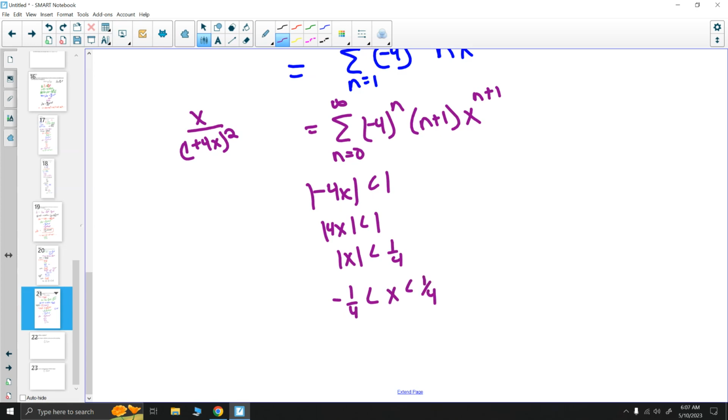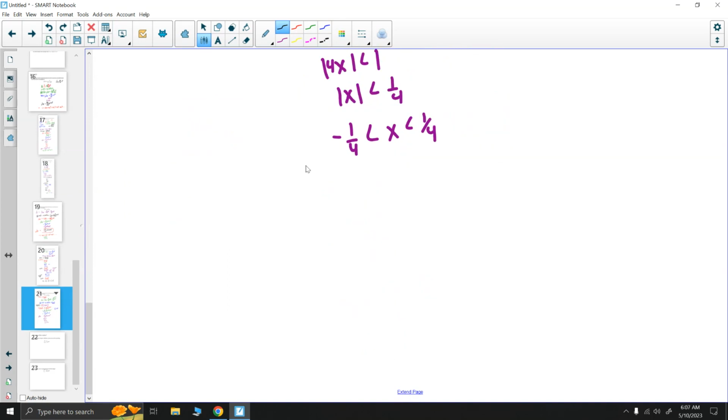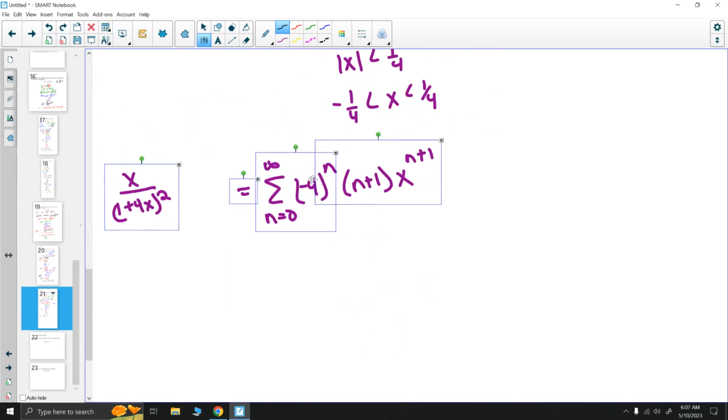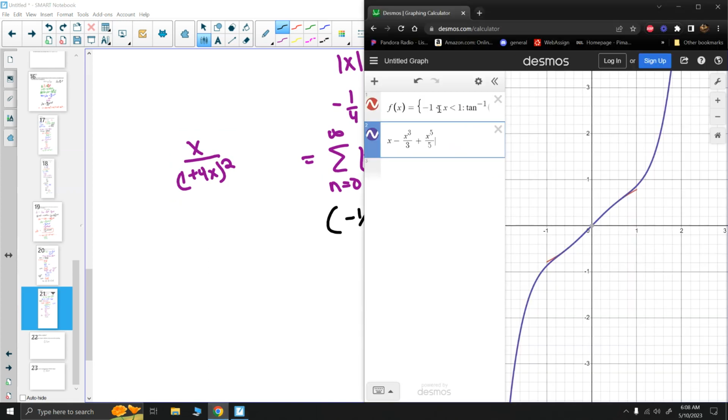Okay, so we have our interval of convergence. So we are saying that these are equal on the interval from -1/4 to 1/4. So let's go ahead and check that out. So -1/4 to 1/4. Did it again. Oh my gosh. There we go. Jeez. I just kept hitting shift at the same time somehow.